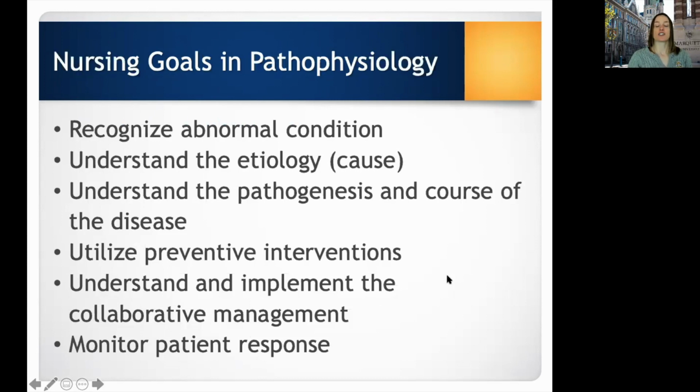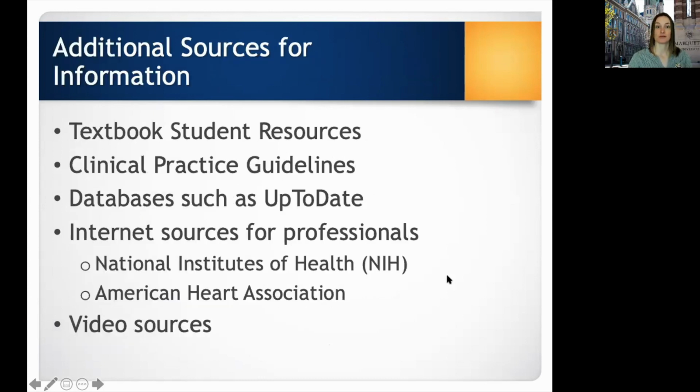The goals for nursing and pathophysiology are first, to recognize abnormal conditions, to understand the etiology or cause, understand the pathogenesis and course of the disease, utilize preventative interventions, understand and implement the collaborative management, and monitor the patient's response. Additional sources of information for pathophysiology are textbook student resources, clinical practice guidelines, databases such as UpToDate, internet sources for professionals, so the National Institutes of Health, the American Heart Association, and then other video sources.